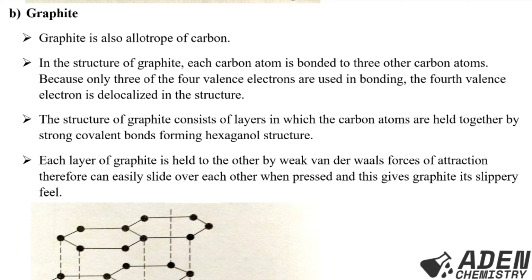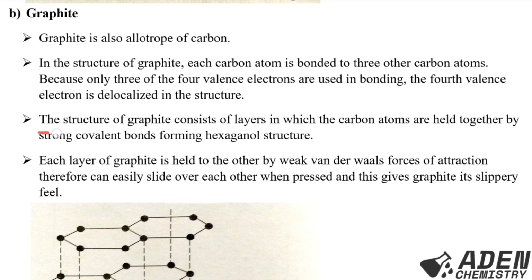That means graphite has 1 delocalized electron in its structure, therefore graphite will be a good conductor of heat and electricity. Remember we said all nonmetals are poor conductors of heat and electricity except graphite. And the reason why graphite is a good conductor of heat and electricity is that graphite has delocalized electrons in its structure. The structure that we are talking about is the giant covalent or giant atomic structure.